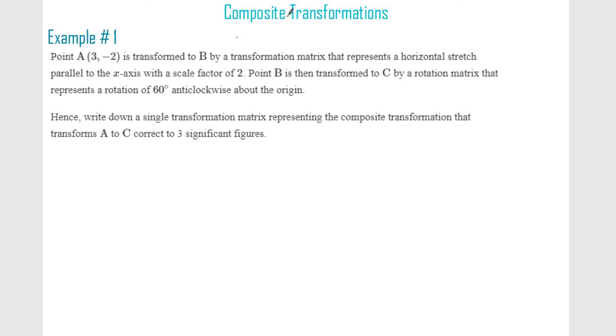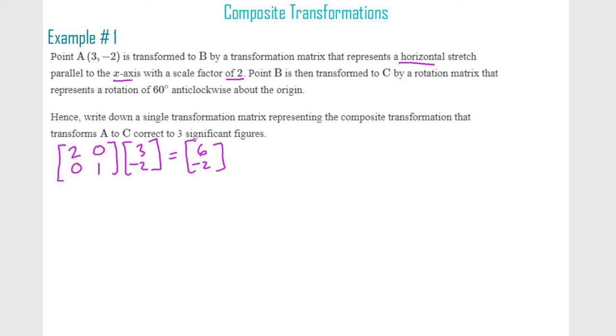Okay, so composite transformations, that's when we're doing more than one thing. So multiple transformations. We start with our point A, and we have a horizontal stretch parallel to the x-axis, scale factor of 2. To deal with that, we use the matrix. Look at your formulas. 2, 0, 0, 1. And we multiply it by the matrix 3, -2. And we get 6, -2.